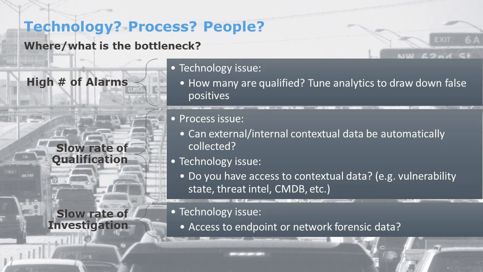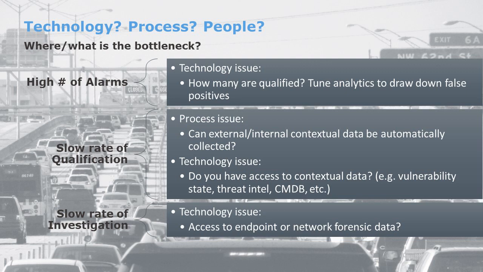Let's say, for example, we've got a very high number of alarms. Perhaps this is a technology issue. Perhaps many of the alarms aren't really qualified, and we need to tune our analytics a bit to draw down the false positive rate. Perhaps it's a slow rate of qualification. And again, maybe that's a process issue. Perhaps we can automate the collection of internal or external contextual data, maybe through some automation and orchestration capabilities. Maybe it's a technology issue: you don't actually have access to the right kinds of contextual data, whether that's vulnerability state or threat intel and so on and so forth.